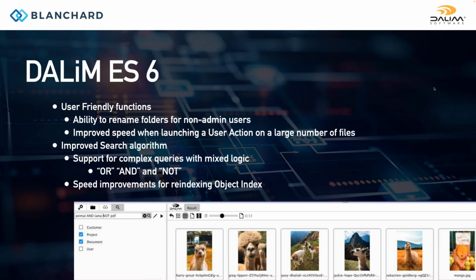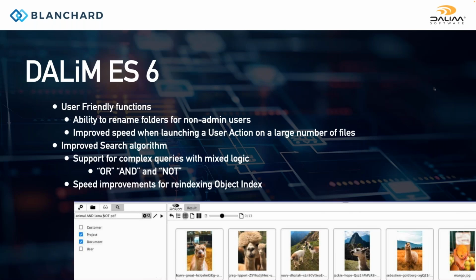They've improved the search algorithm, so you now can do complex queries with mixed logic. So you can do ors, ands, and nots. For instance, in the example shown below, they search for an animal that is a llama, but not a PDF. So it only shows the images that come back as a llama. So nice to have those advanced search functions when you're looking for stuff.